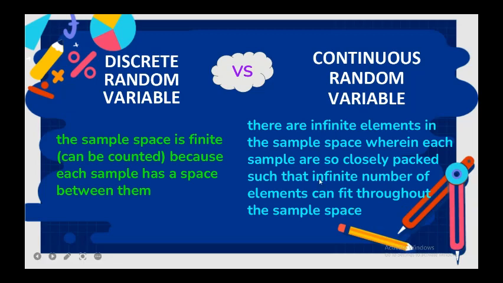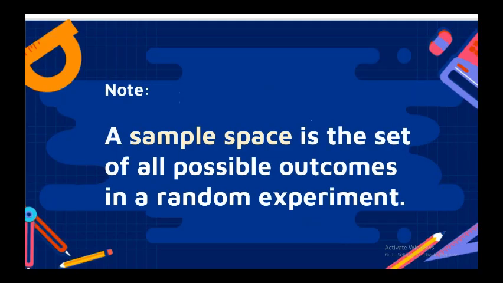In a discrete random variable, the sample space is finite and can be counted because each sample has a space between them. While in a continuous random variable, there are infinite elements in the sample space wherein each sample is so closely packed that an infinite number of elements can fit throughout the sample space. Take note, a sample space is the set of all possible outcomes in a random experiment.